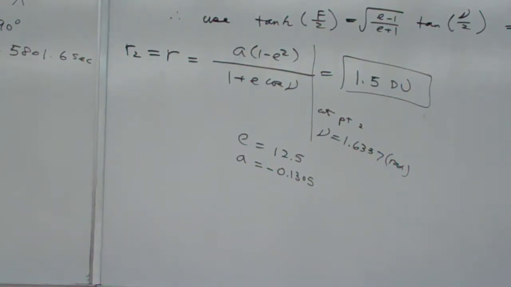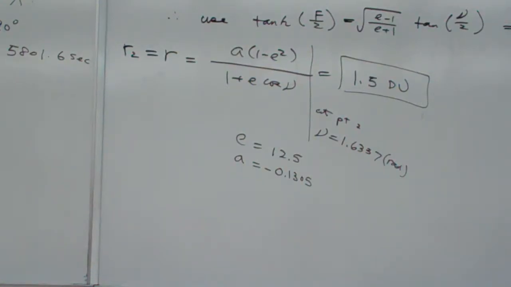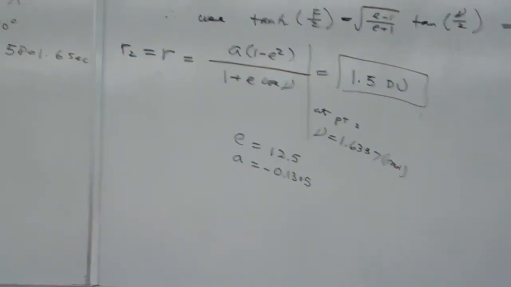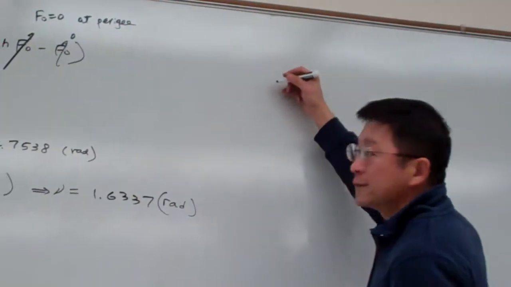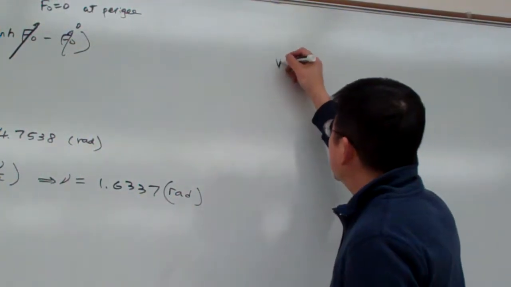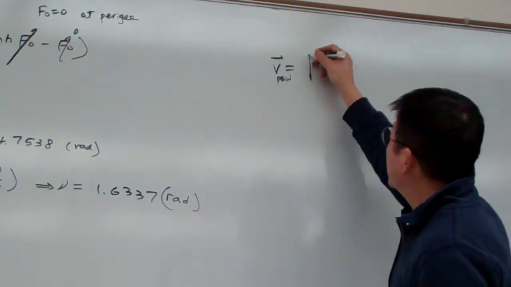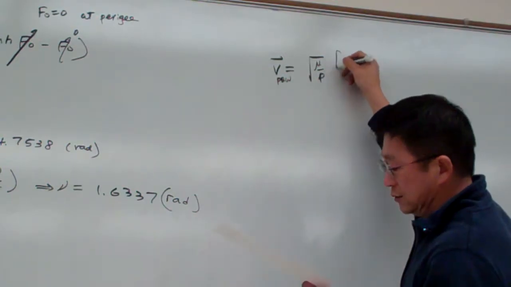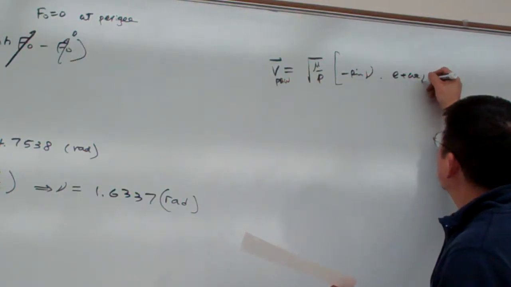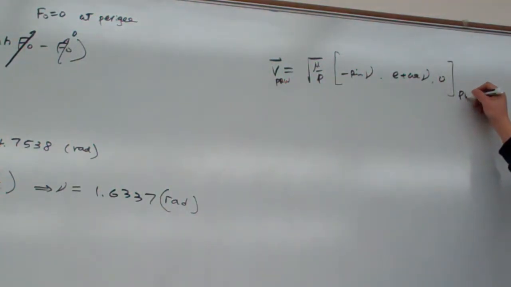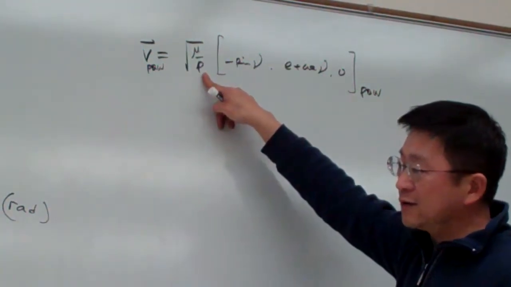So right now we want to determine the velocity. Velocity, corresponding to this, is in the perifocal coordinate system. So this one comes to our formula again. In terms of the PQW coordinate systems, we have such a formula here: mu over p, minus sine nu, e plus cosine nu, and 0, in PQW. And right now, for this case, we have the p calculated.